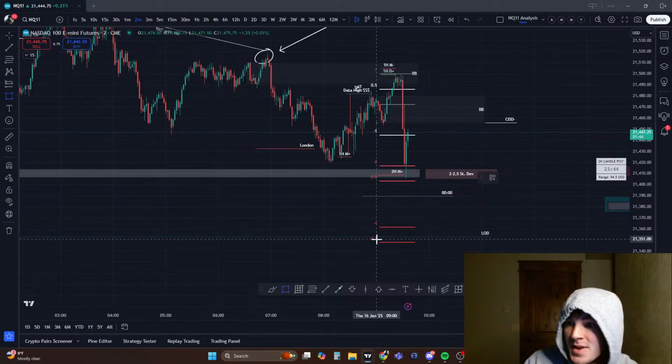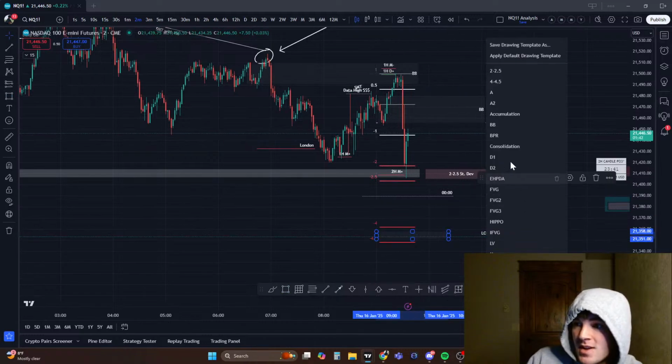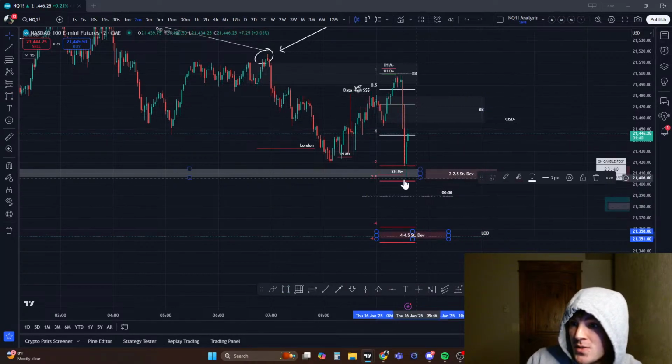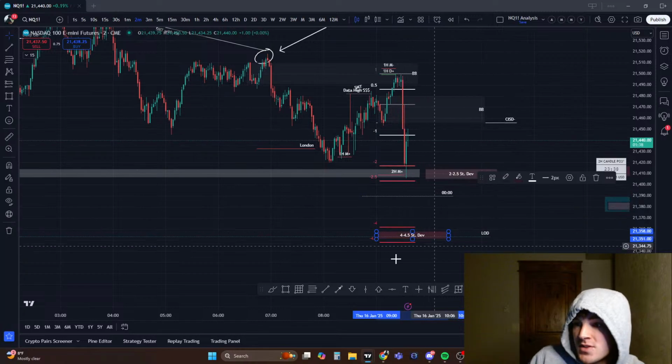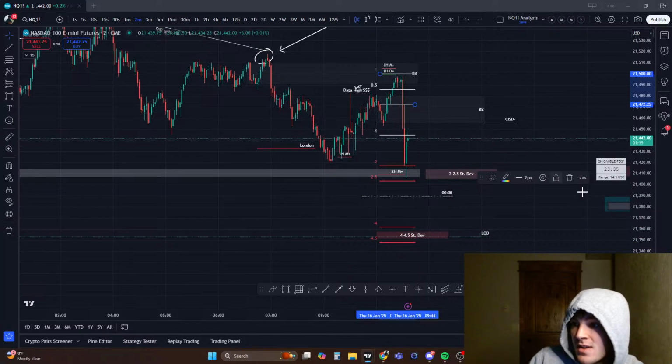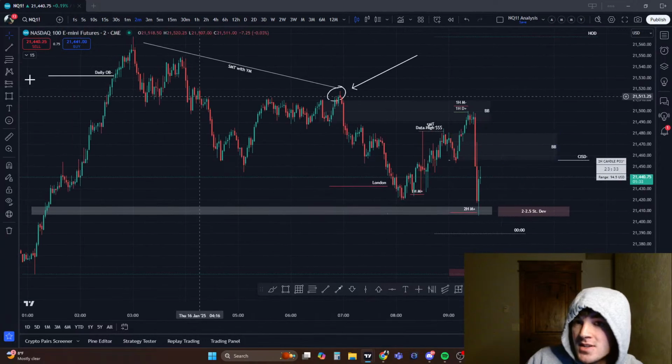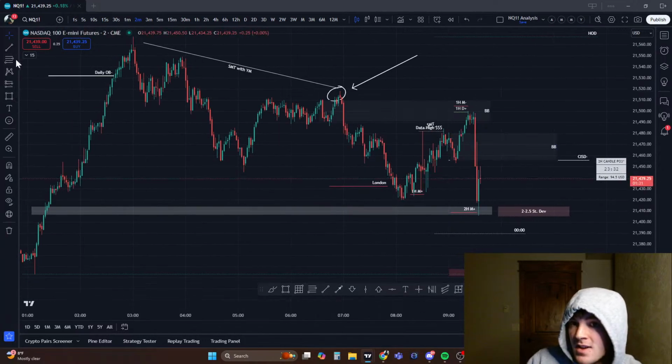Okay, I'm pretty excited about this trade. The 2 to 2.5 was right here. We should go to the 4 to 4.5, which is aligned with low of the day, right? So you could honestly enter here, stop loss above the high.